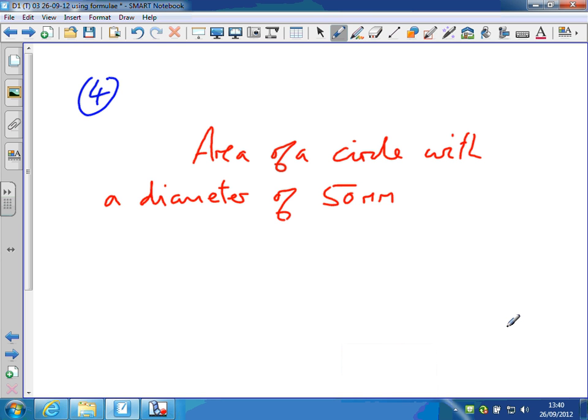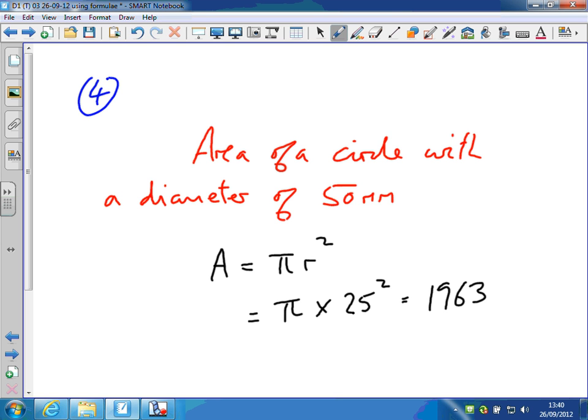Formula for the area of a circle. Pi r squared. So what I'm going to do on the calculator is hit the pi button, times by the radius, which of course is half the diameter, 25, squared, hit the squared button, equals 196.35. Appropriate accuracy. We've only got 2 significant figures here, maybe 1. So really a little bit over the top. So 2,000 to 1 significant figure.